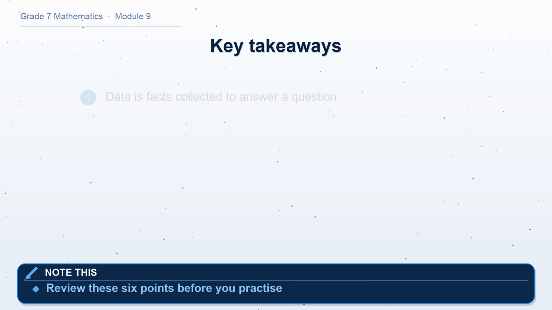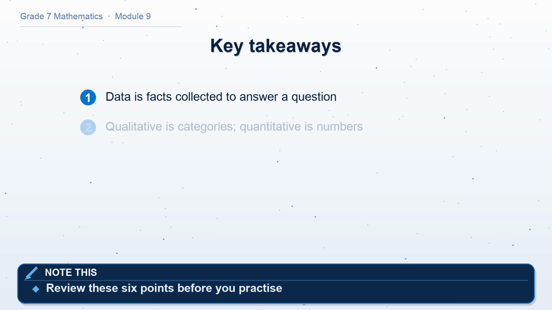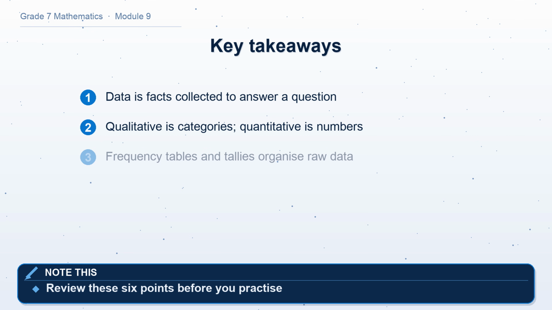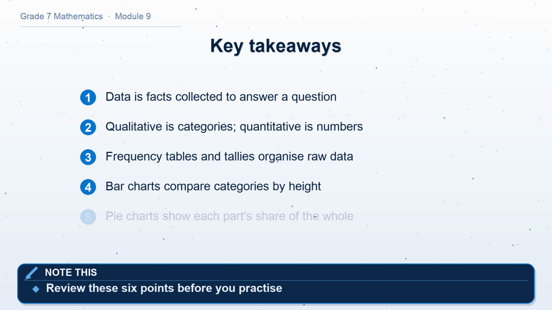Here is a quick summary of the key ideas. Data is facts we collect to answer a question. Qualitative data is categories, while quantitative data is numbers. Frequency tables and tally marks organize raw data into order. Bar charts compare categories by their height. Pie charts show each part's share of the whole, and line graphs show how a value changes over time.